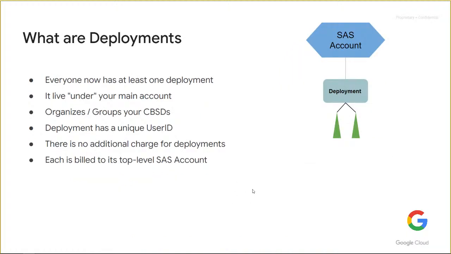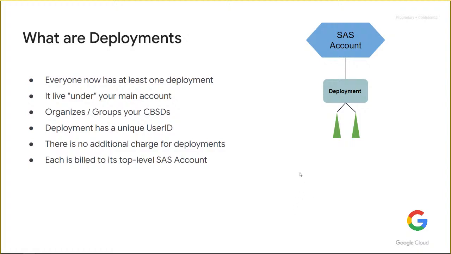Now, what are deployments? A deployment is, as I mentioned, a way of organizing CBSDs. And congratulations, as I said, if you are a Google SAS customer, you already have at least one deployment. The deployments live under your Google SAS account. So underneath your SAS account is a single deployment. I'll show you how that looks in a minute. And then within that deployment are your CBSDs. And the CBSDs are indicated here by a green triangle.